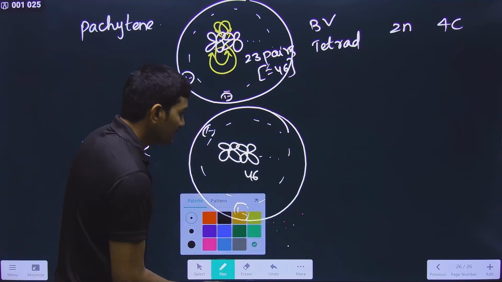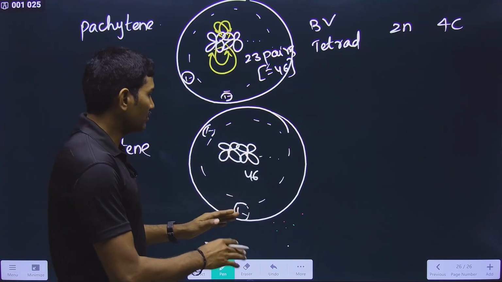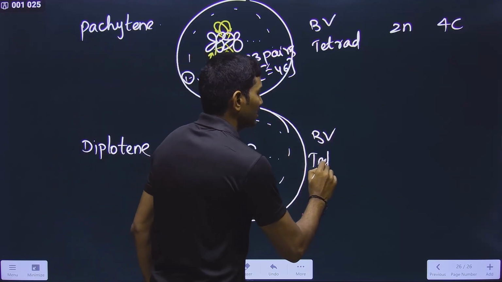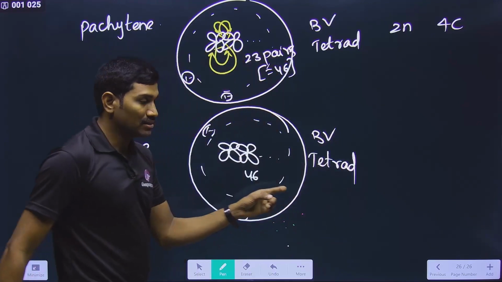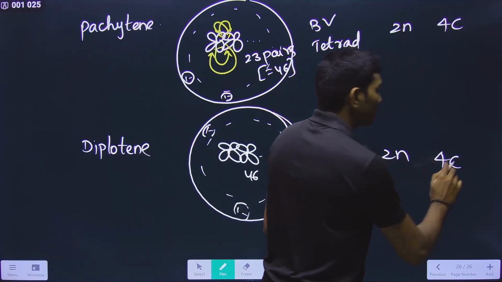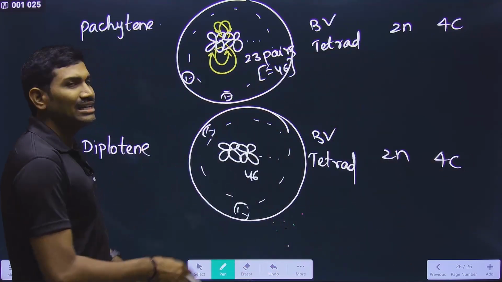Now we need to write this particular one. Here we write: still they are attached, so bivalent, tetrad condition. What is the ploidy here? 46 are there, so it is 2n, and the C value is 4C. This is about the diplotene.